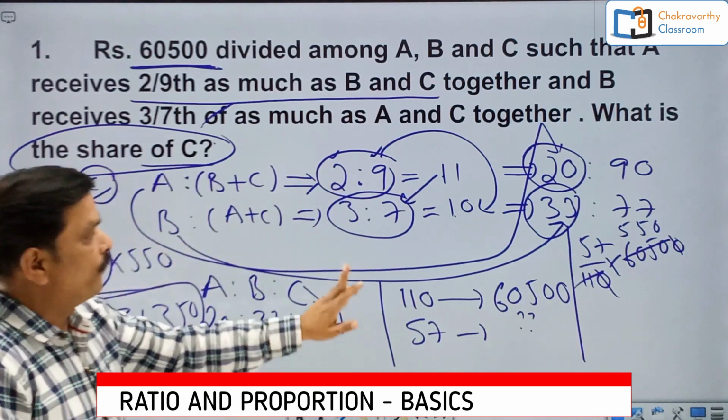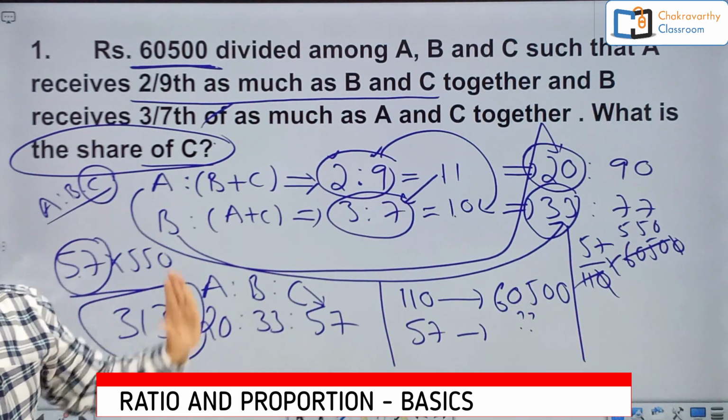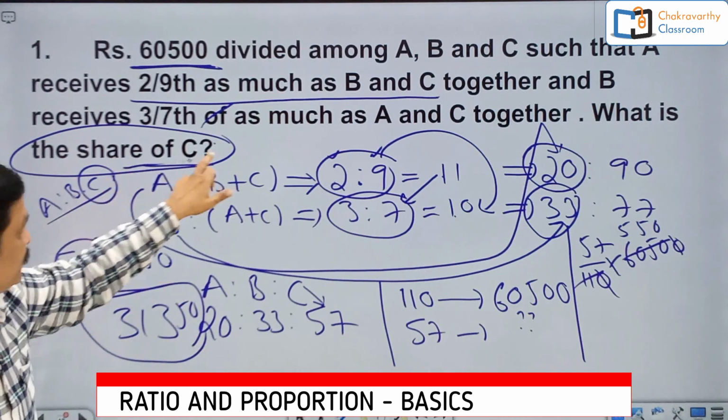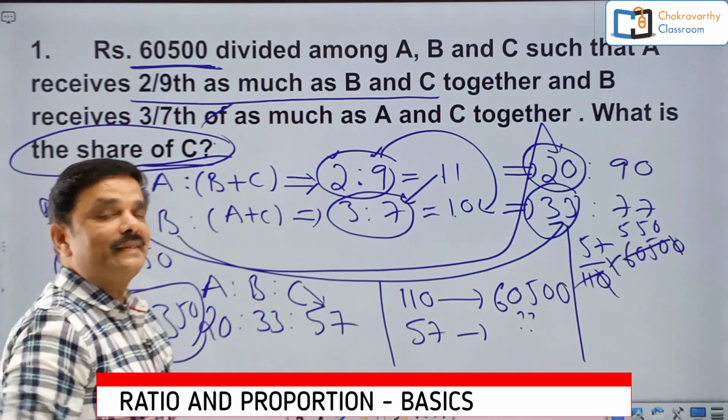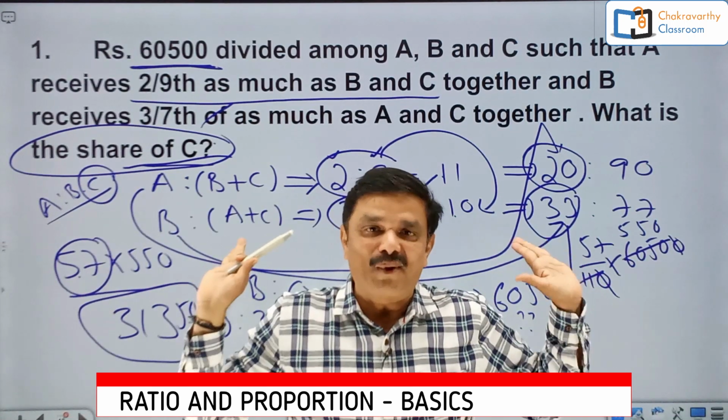If at all we want to go for C, find out C, or else directly go for the answer according to the given question. Here they are asking for C, then you need to find out what is C's share and try to find out the answer. Hope this is clear for all of you, right?